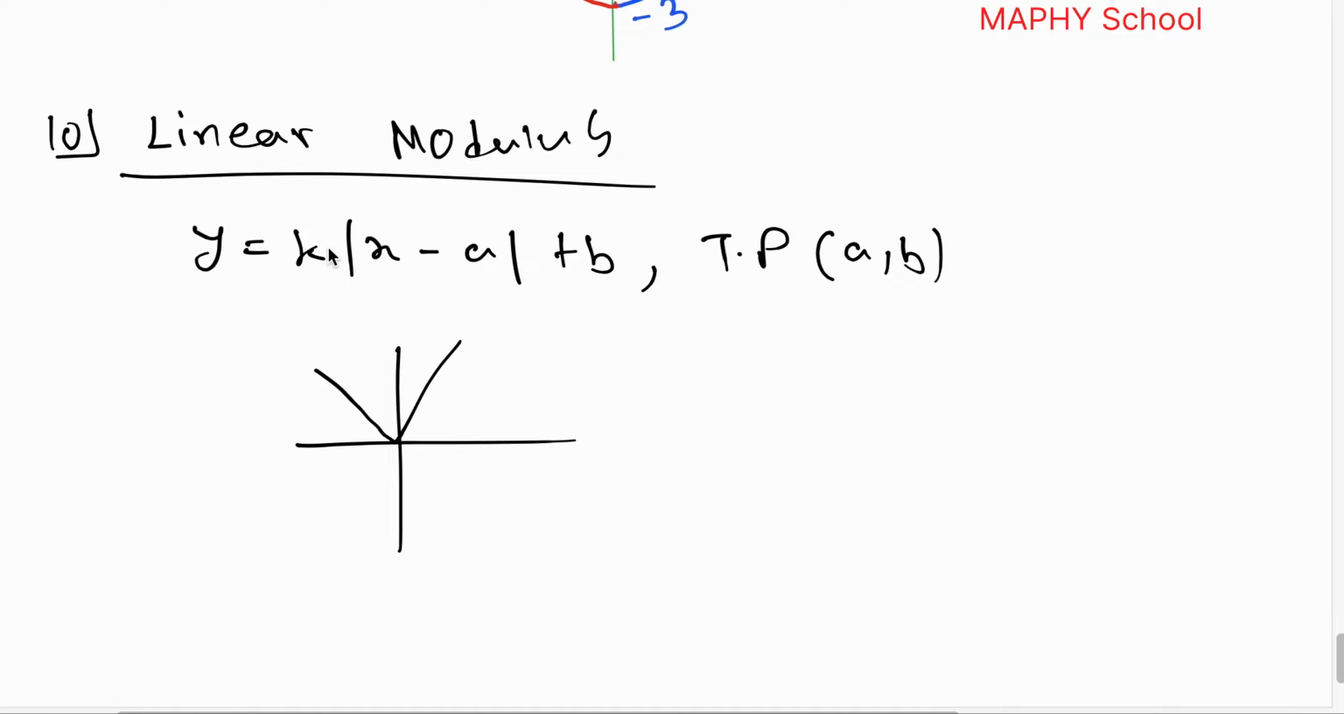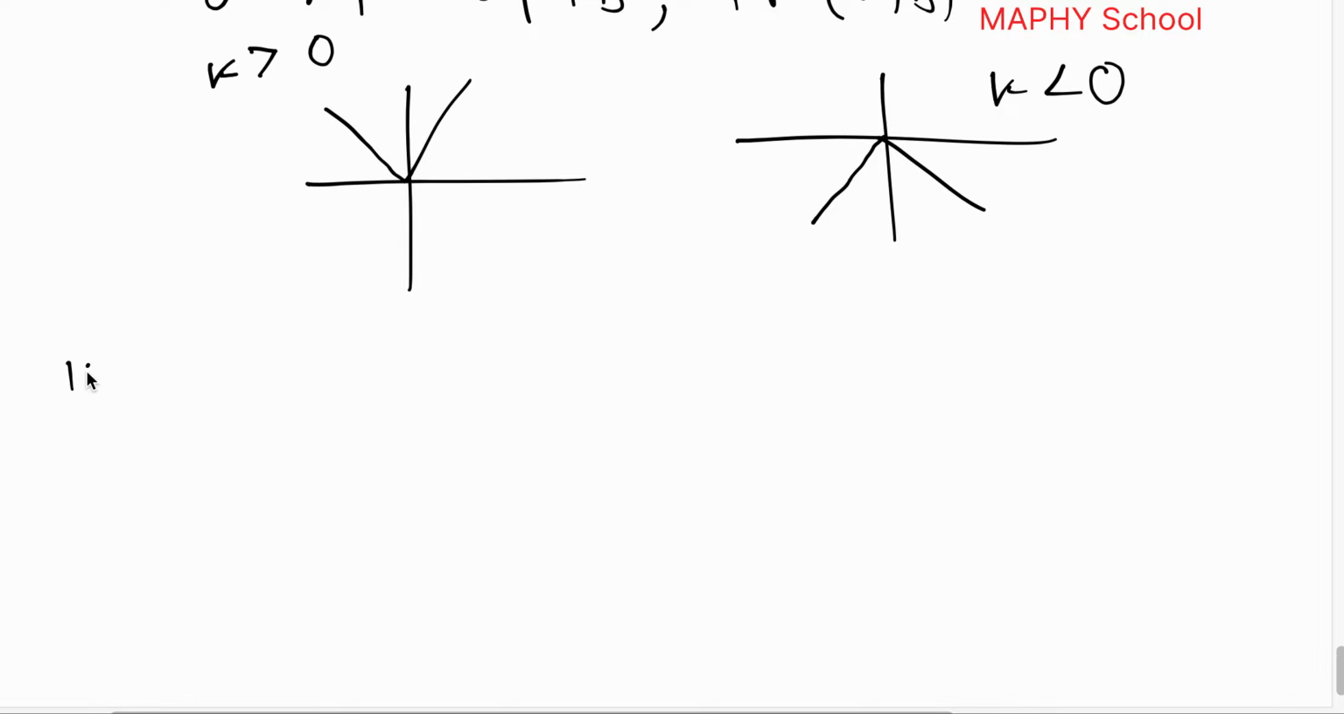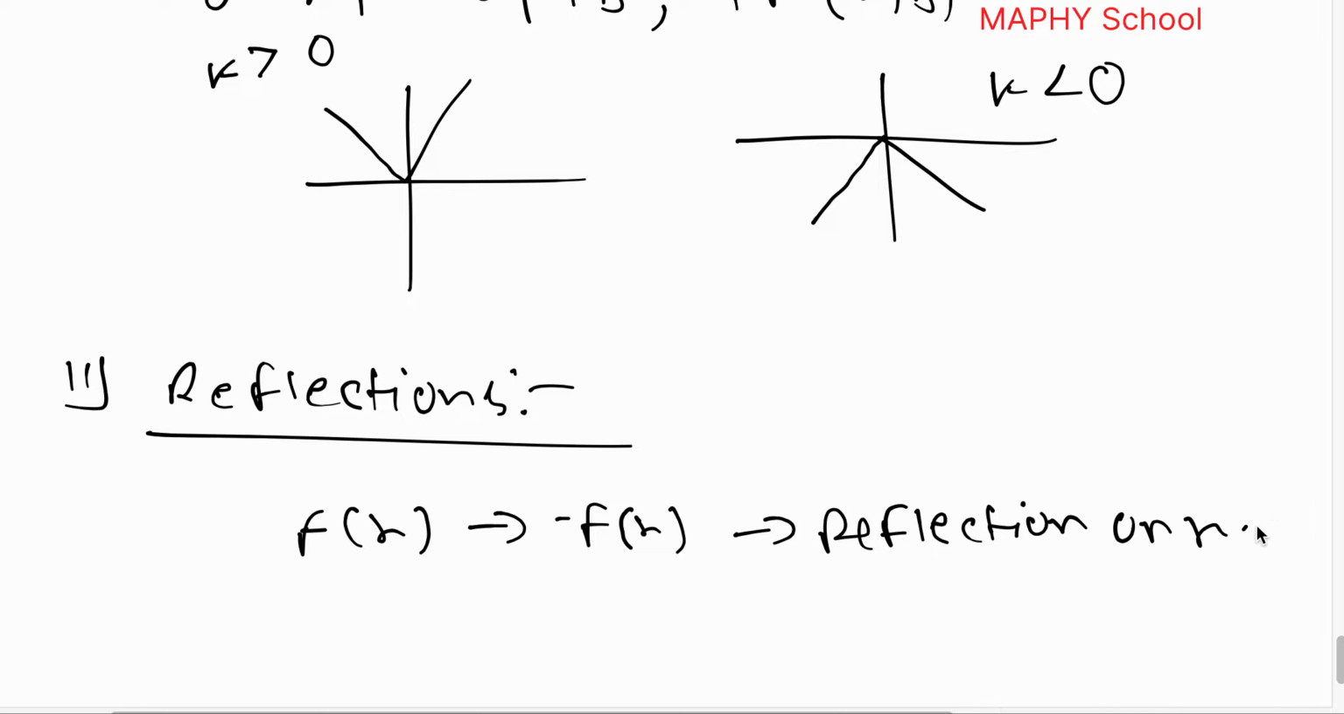This, when k is greater than 0, and f of modulus of x will be like this. Sorry for the drawing. This will be straight when k is less than 0. Okay, then we go for reflections. That means f of x will be changed to minus f of x. That means it will be a reflection on the x-axis.